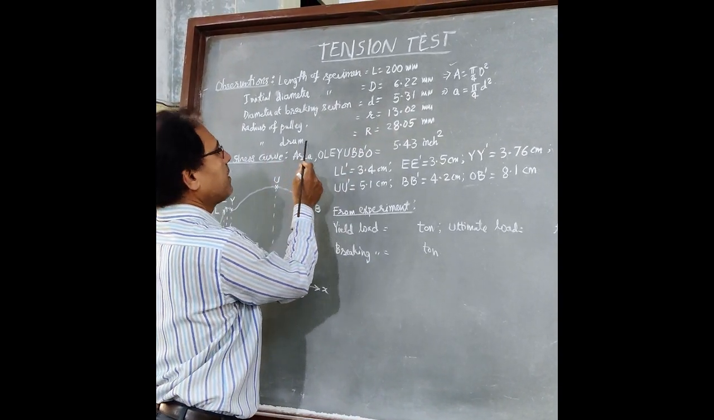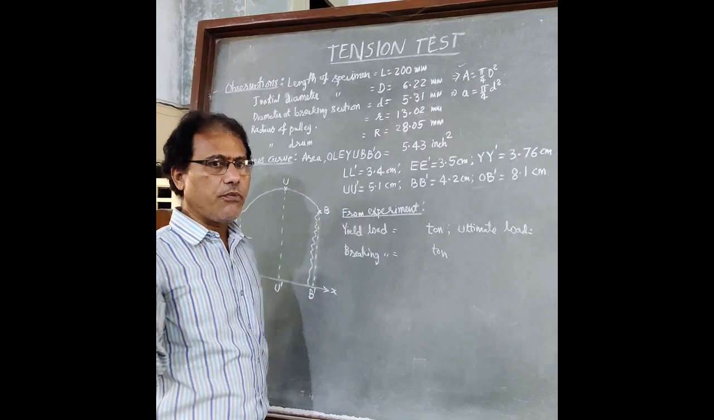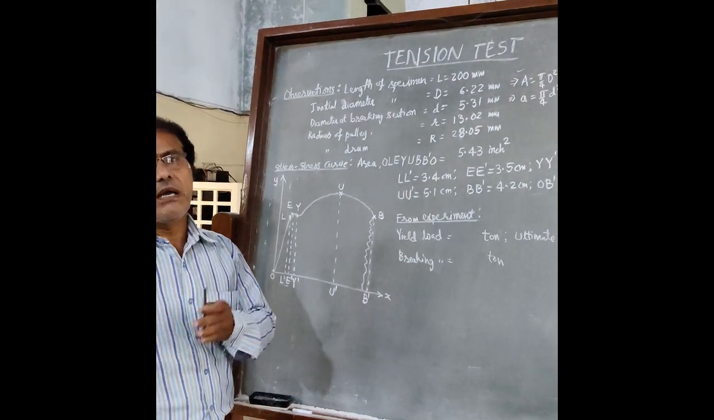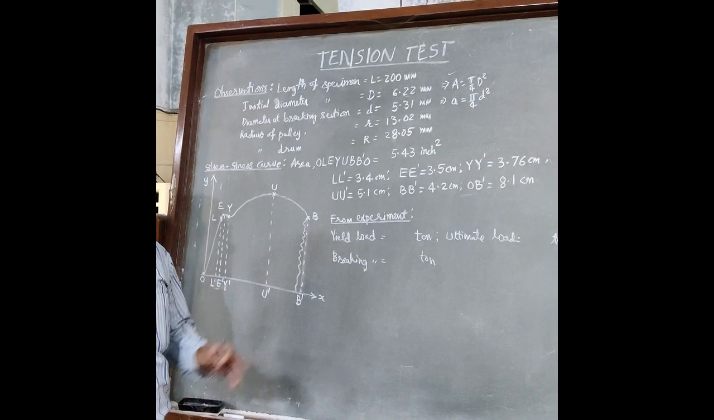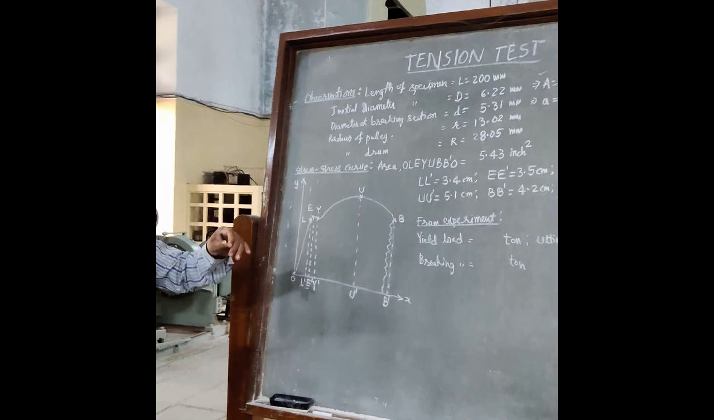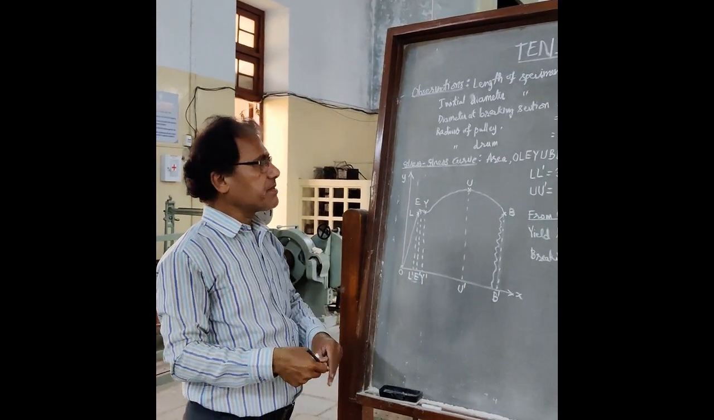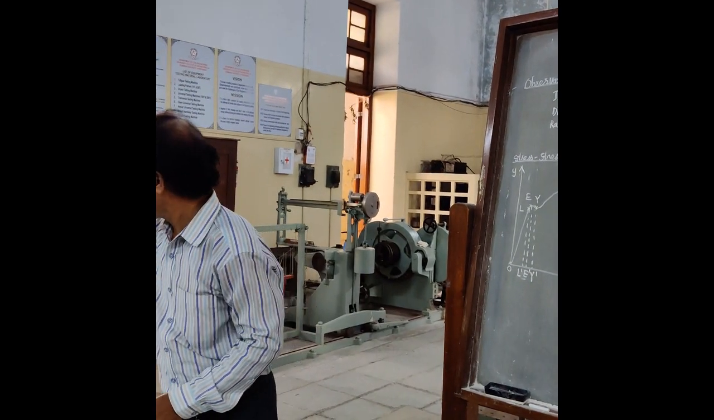And also the radius of the drum is the measured diameter divided by 2. Actually, I got the diameter as 56.1 mm. Therefore, the radius is 28.05 mm. These are the observations after conducting this experiment. Now, the next observation is that I have that plot.